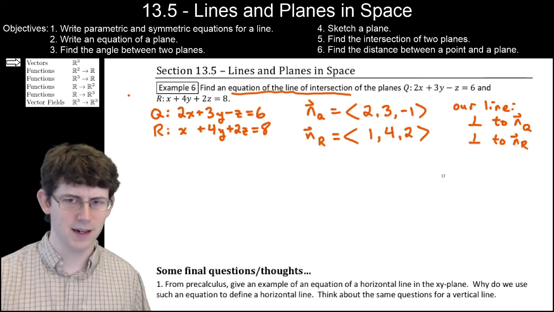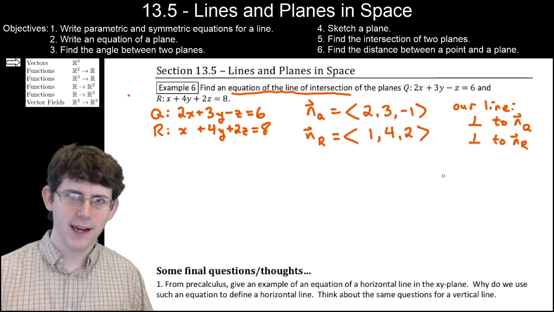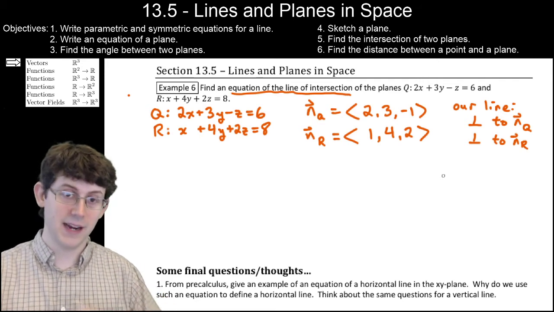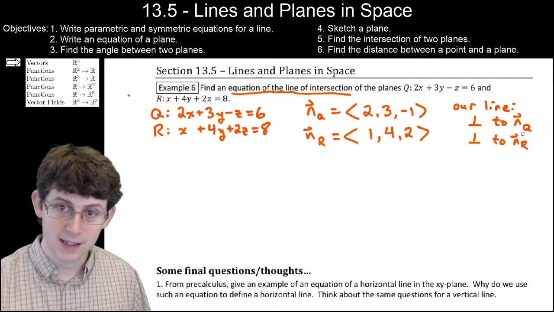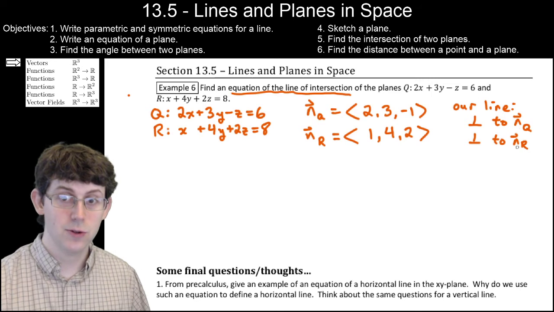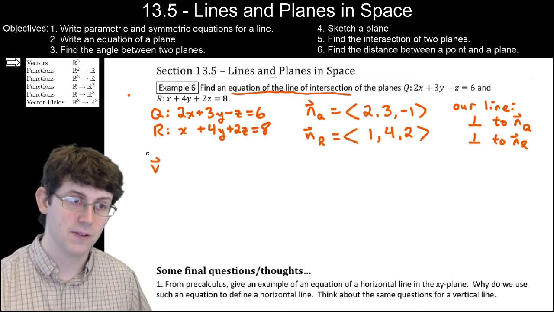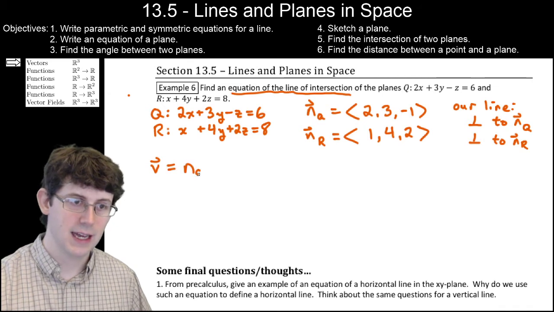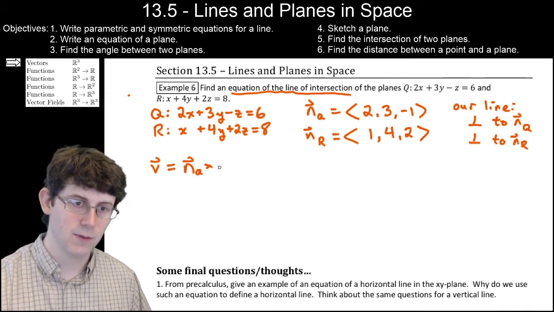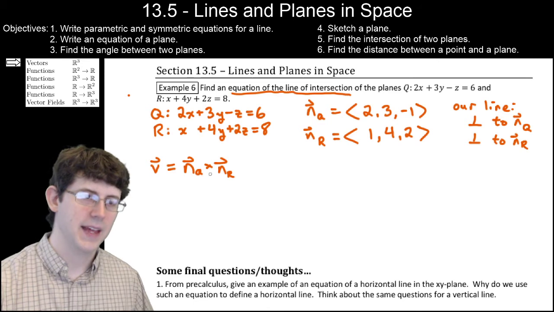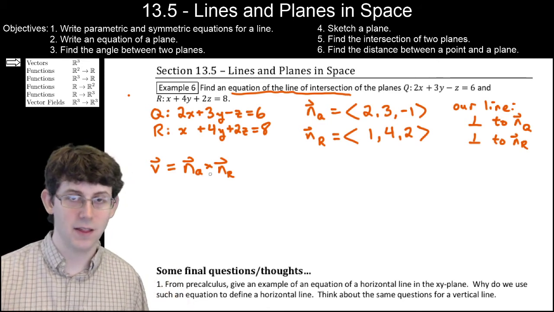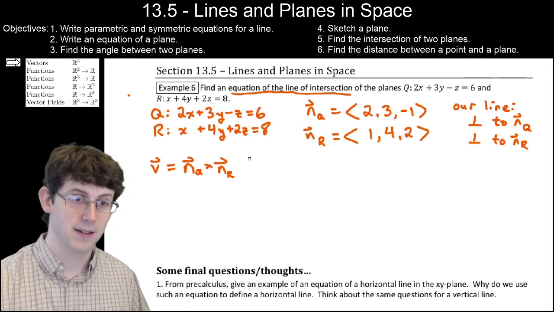How do you get a vector that's orthogonal to both of two other vectors? The answer is, if you want to be orthogonal to two vectors, you take the cross product of those vectors. So this will be my direction for our line. I'll just take NQ and cross it with NR. That manufactures a vector that's orthogonal to both of these vectors.